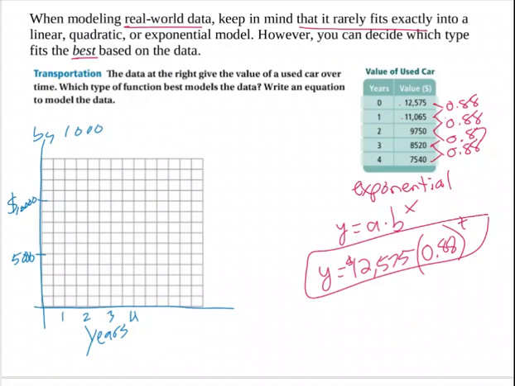Okay, and then it's just a matter of graphing these. So do the best you can with the scale that we have. So 0, 12,575, about there. 1 and 11,000, right around there. Then 2 and 9,750, about 3/4 of the way, and then 3 and 85. About there. And then 4 and 75. About there.